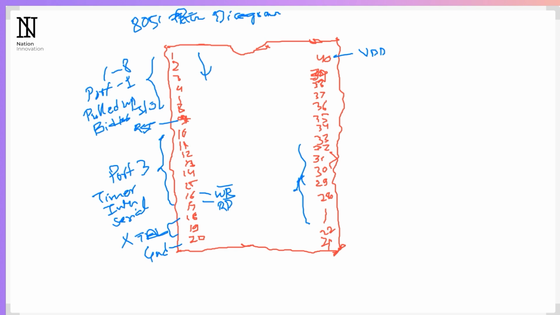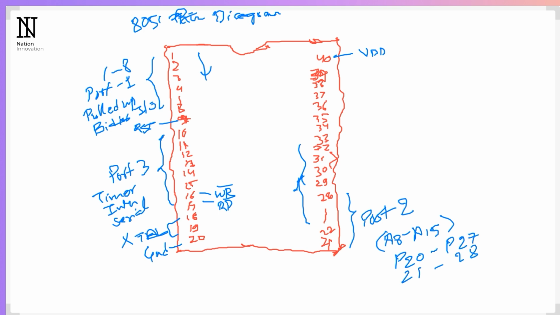Now pin number 21 to 28, they are recognized as port 2. And other than serving as an input output port, higher order address bus signals are multiplexed with this bidirectional port. That means address pins are also interfaced with it. So A8 to A15, they are multiplexed with port 2.0 to port 2.7, that is pin number 21 to 28.